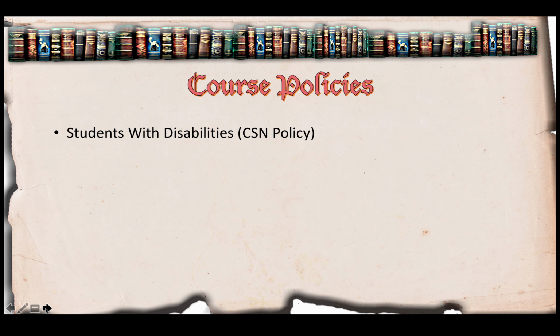The CSN policy regarding students with disabilities is in this syllabus, but there are a couple of points I want to emphasize. The most important aspect to note is that in order to receive accommodations, you must visit the Disabilities Resource Center. The staff will require you to provide documentation, and Ben will provide you with an accommodation form. Now, you have to email me that form in order to receive the accommodation, and the accommodations are not retroactive.